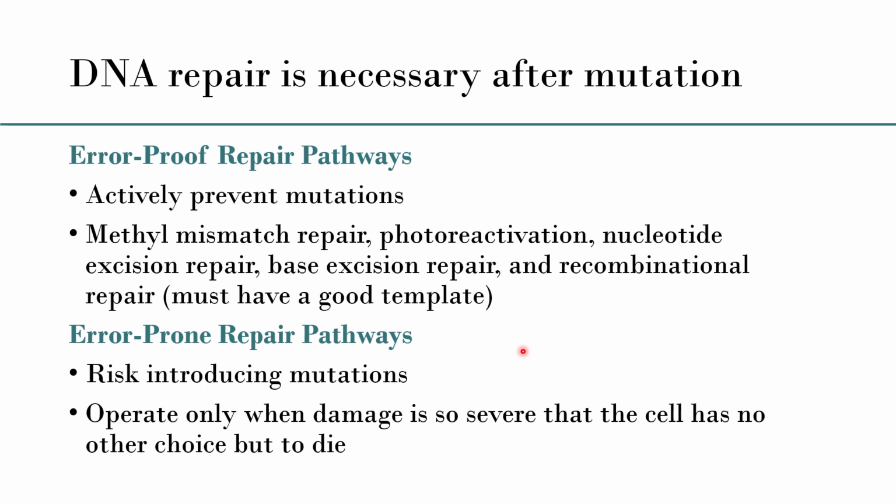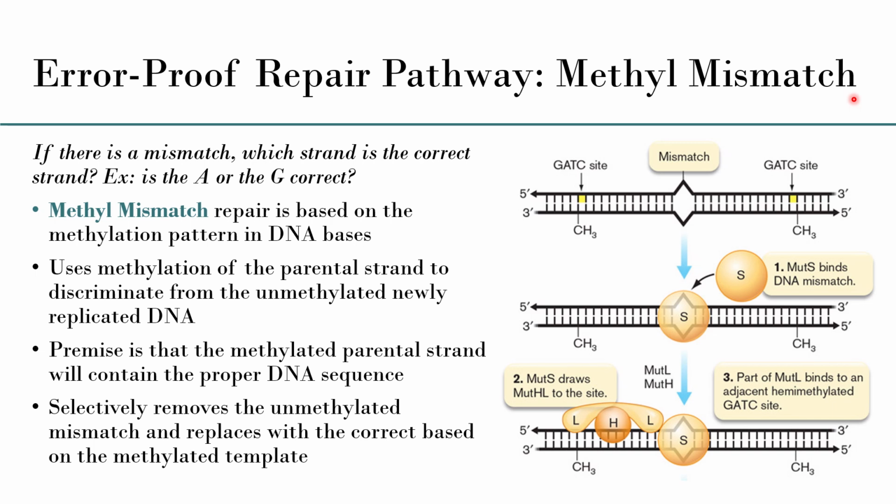For error prone pathways, these ones risk introducing mutations. They are kind of like last resort solutions. The cell is already highly mutated, there's significant DNA damage, and we're going to initiate this emergency, save the cell sequence that could create more mutations, but in the end, if it keeps the cell alive, it was worth it. So let's talk about the first error-proof pathway, and that is methyl mismatch repair.